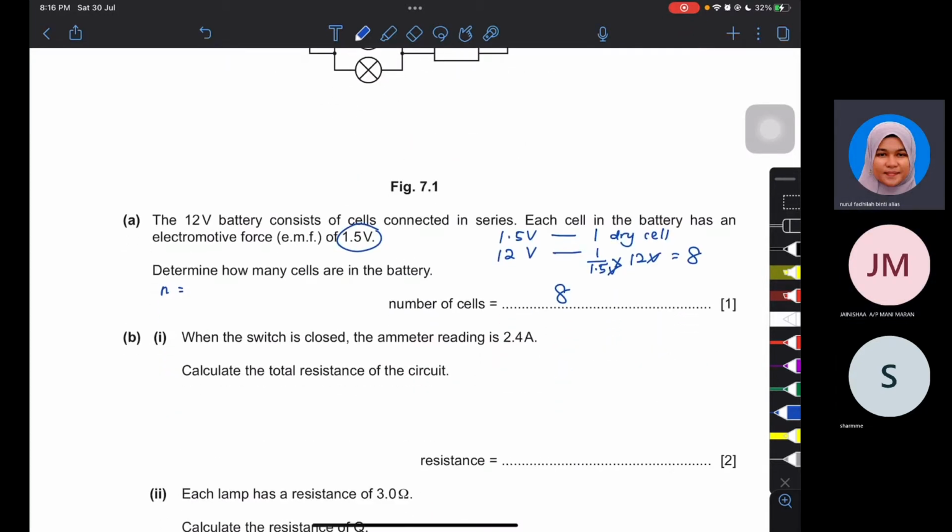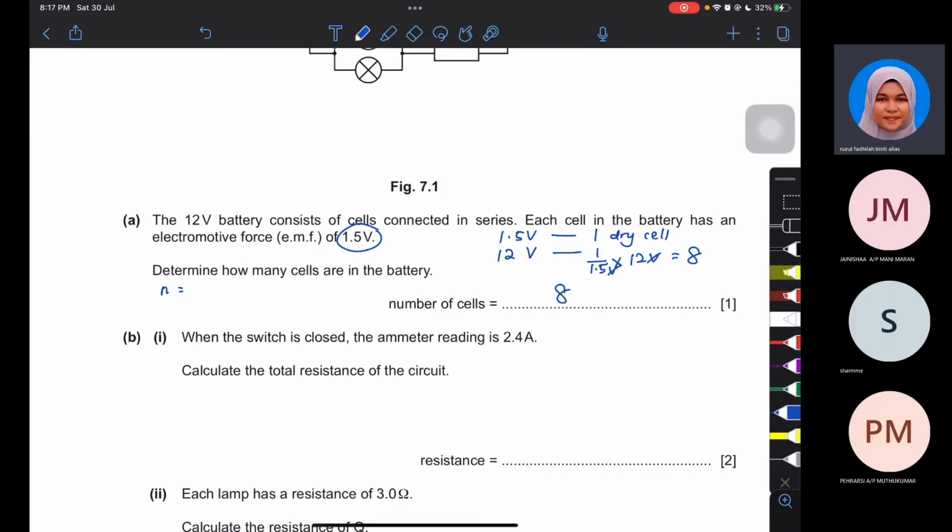Okay, B1. When the switch is closed, the ammeter reading is 2.4 amps. Calculate the total resistance of the circuit. So, berapa? Kita nak buat formula, senang. So, kita ada formula V equals to I R.